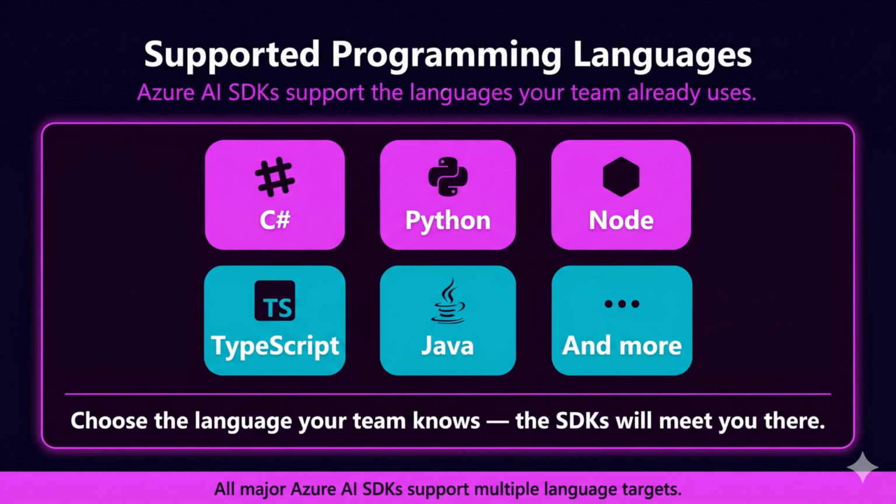If you are building a Python service or a node-based API layer, that is equally supported. The key principle here is that developers should choose the language they are most comfortable with, and the Azure AI SDKs will meet them there. With that foundation in place, let us look at the three specific SDK layers you need to know.